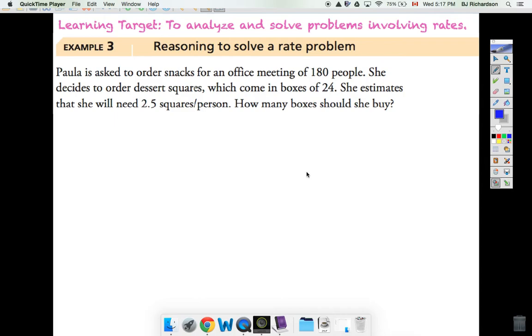So here Paula is asked to order snacks for an office meeting of about 180 people, and she decides to order dessert squares, which come in boxes of 24. She estimates that she's going to need 2.5 squares per person. I don't know if that means someone's going to bite a square and then put it back, but how many boxes should she buy? So this is not unlike a lot of the math you did in Math 10.